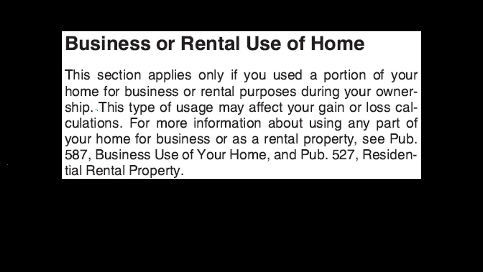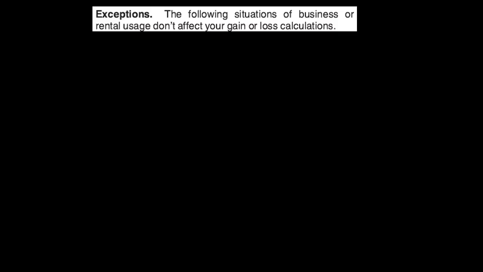This type of usage may affect your gain or loss calculations. For more information about using any part of your home for business or rental property, see publication 587, Business Use of Your Home, and publication 527, Residential Rental Property. You can go to the IRS website at irs.gov, type in pub or publication 587 or 527, whichever is applicable to you.